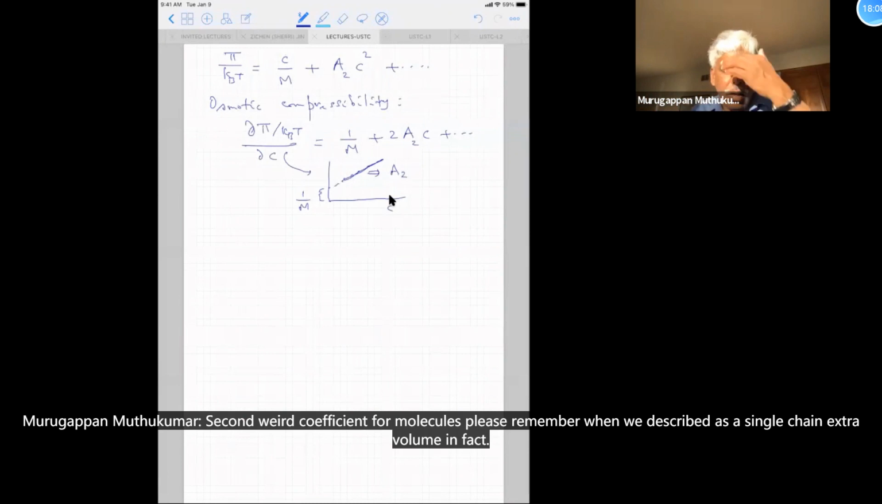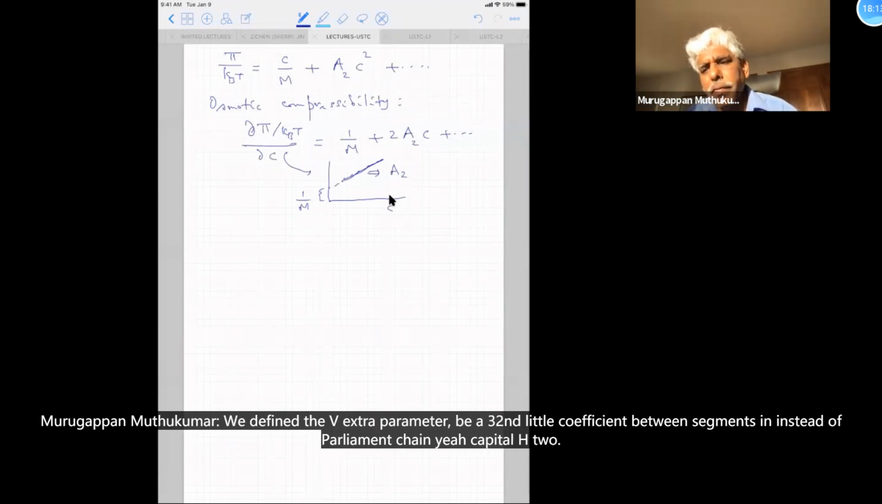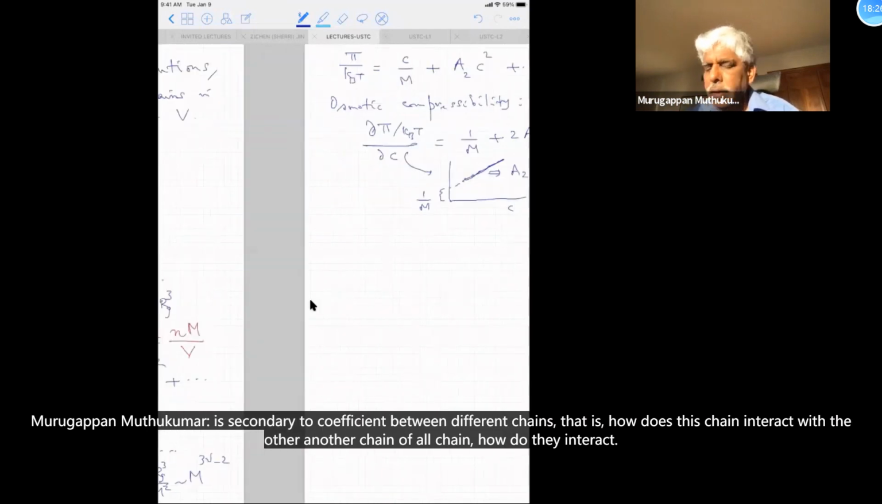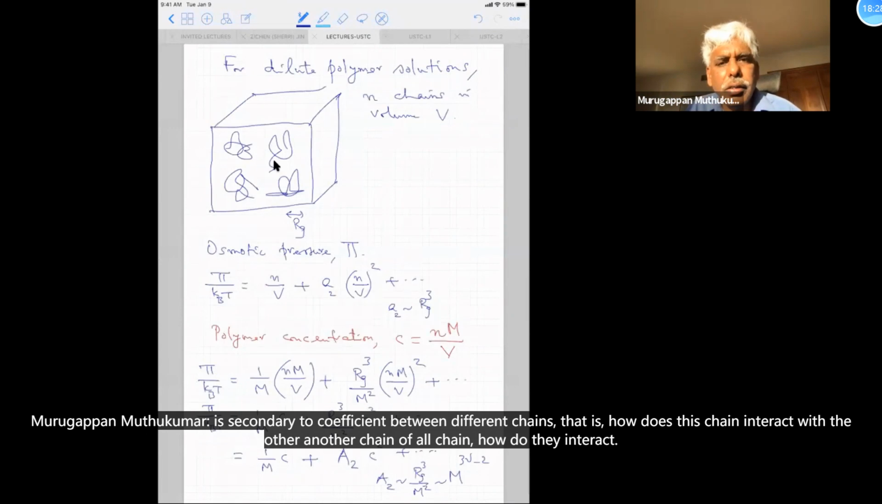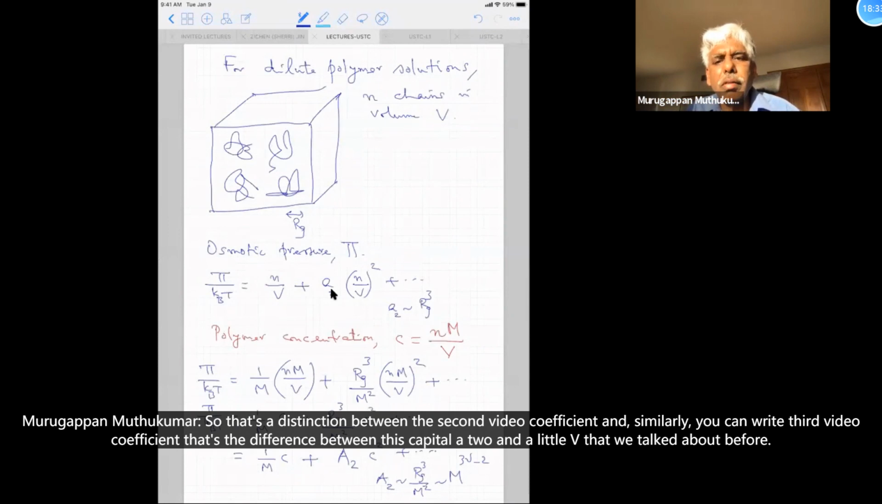Please remember, when we described the single chain excluded volume effect, we defined the excluded volume parameter v as a second virial coefficient between segments inside a polymer chain. Here, this capital A2 is the second virial coefficient between different chains. That is, how does this chain interact with another whole chain? That's the difference between this capital A2 and the little v that we talked about before, and similarly, you can write a third virial coefficient.